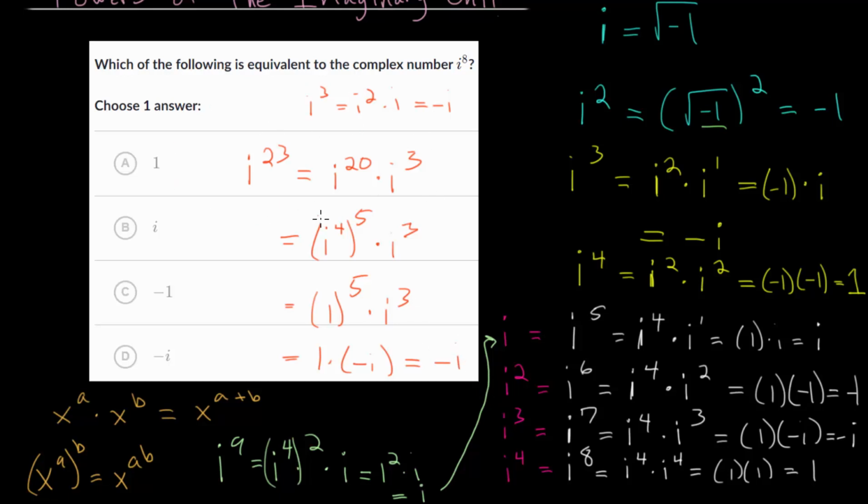So that's the approach for solving these problems. You just need to figure out how many whole times 4 goes into whatever your power is, and then see what you have left over and deal with that accordingly. So for this particular example problem, i to the 8th, well, that's just i to the 4th times i to the 4th, and i to the 4th is 1, so you get 1 times 1, which is 1. So choice letter A would be the correct answer, and of course we did solve that down here as well.